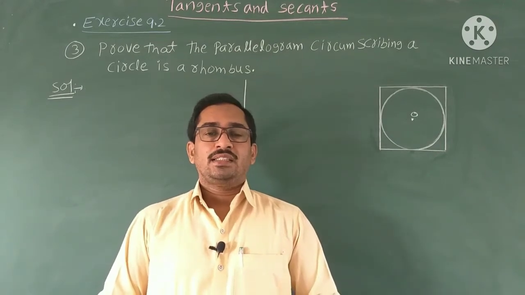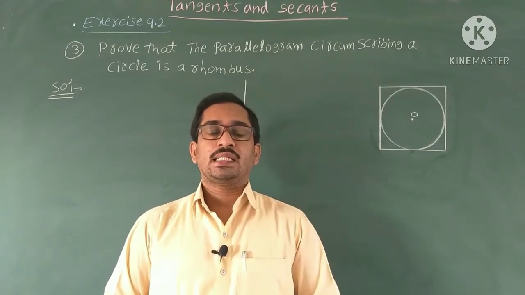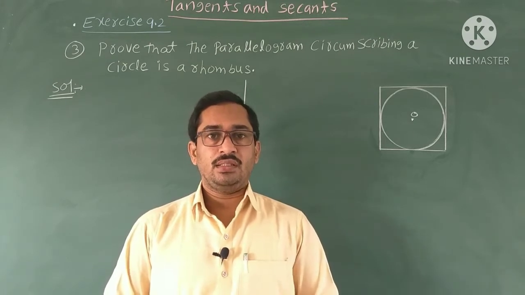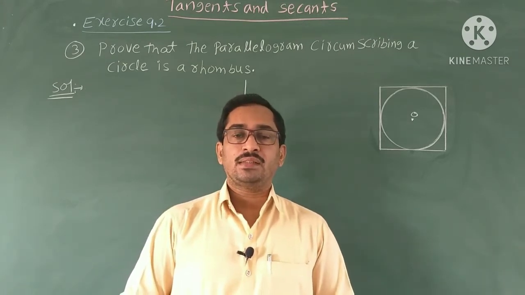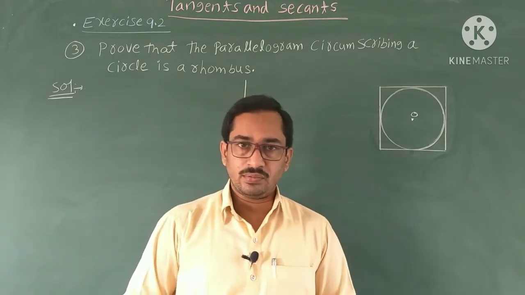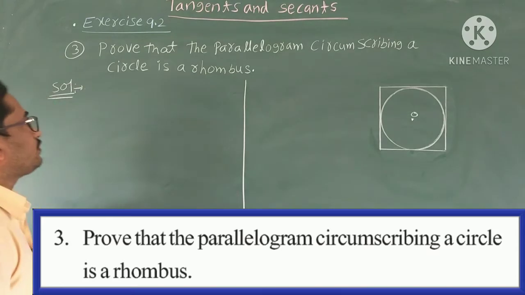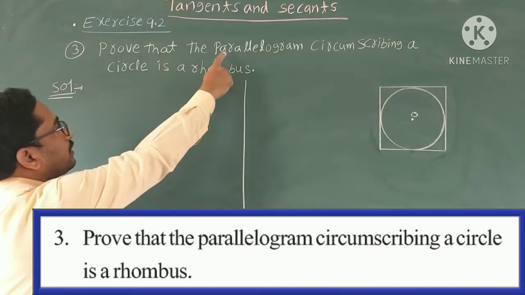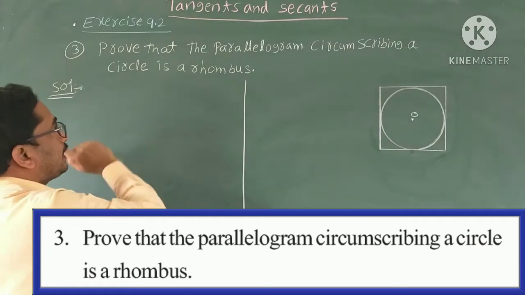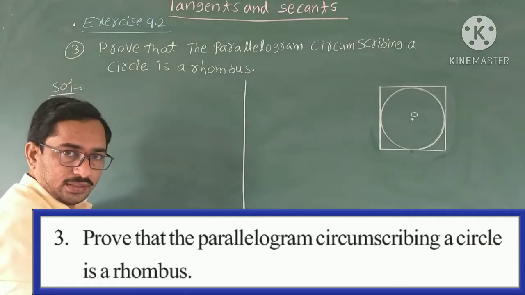In the chapter Tangents and Secants, so far we completed exercise 9.2, and the first and second bit problems are completed. Now in this session I am going to explain the third and fourth problems. Both are important from the exam point of view. See the third problem: Prove that the parallelogram circumscribing a circle is a rhombus.